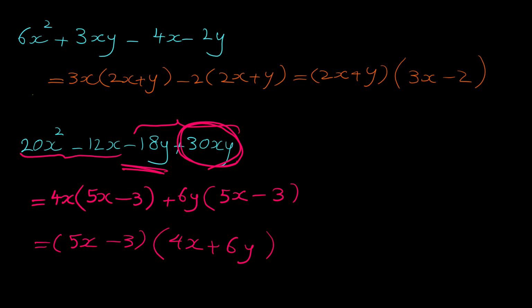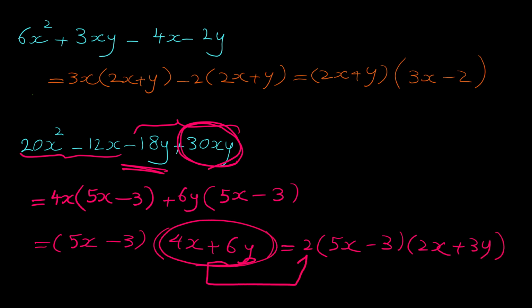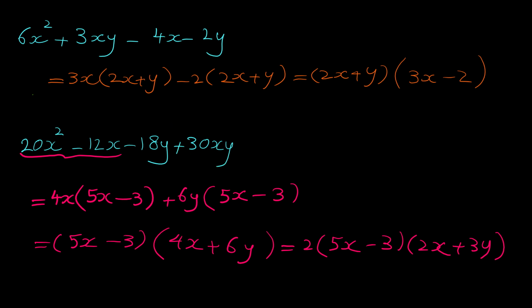So the final answer can be written in the form of 2 times (5x minus 3y) times (2x plus 3y). So from these two we factor 2 and we put the 2 outside. You can put 2 in the middle between the two brackets, but it's not a really good idea. It's better to put it in here. And this is the factored form of this given expression here.